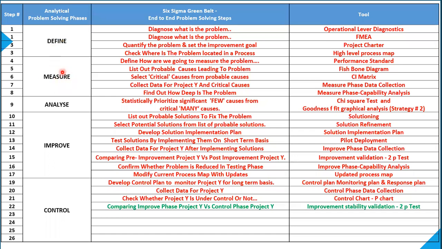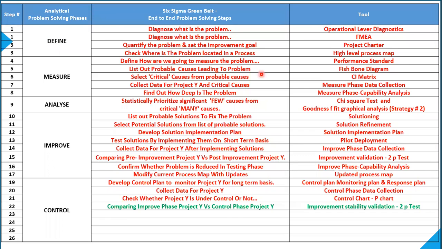Then we enter into the measure phase. In the measure phase, of course, you define how we are going to measure the problem. So you're going to attach the measurability characteristics under performance standard documentation. Then listing out probable causes that would lead to the problem, right? If you want to solve the problem, you got to find out what are the probable causes and need to work on those causes. But we cannot work on all of those causes, and that is why we need to prioritize the causes.